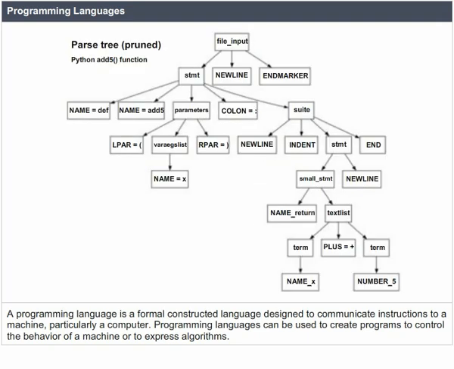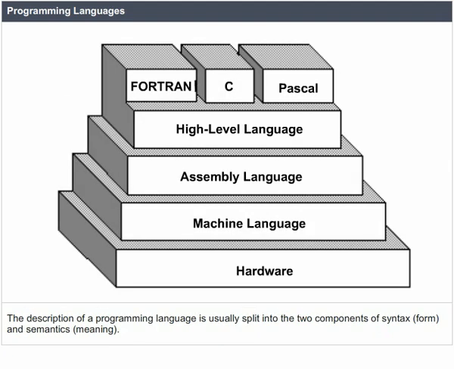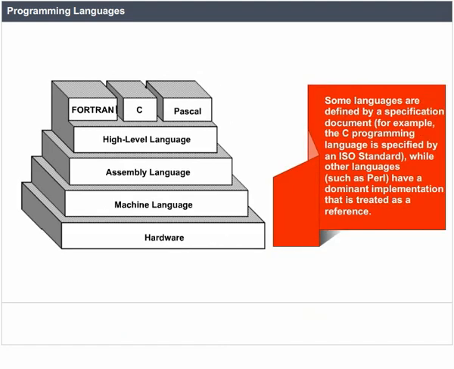Programming languages. A programming language is a formal constructed language designed to communicate instructions to a machine, particularly a computer. Programming languages can be used to create programs to control the behavior of a machine or to express algorithms. The description of a programming language is usually split into two components: syntax, that is form, and semantics, that is meaning.